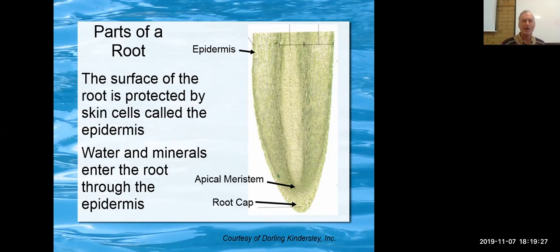The root's covered by a skin-like substance called epidermis. The surface of the root is protected by skin cells called the epidermis. And water and minerals enter the root through the epidermis.